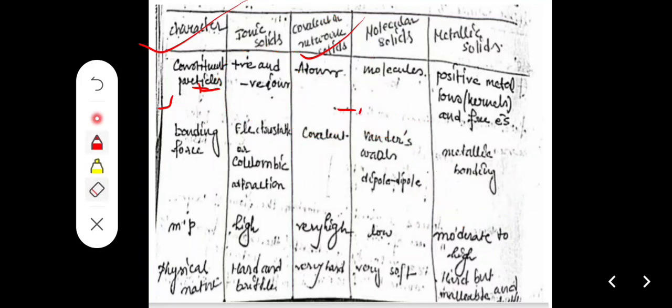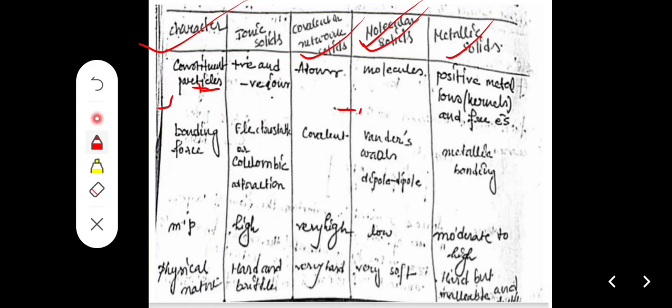Now we consider the second one, molecular solid. Molecular solids consist of molecules, and basically London force and van der Waals force exist. And metallic solid consists of positive metal kernels with free electrons. There is interaction between the metal and the free electrons. That is called a metallic solid.